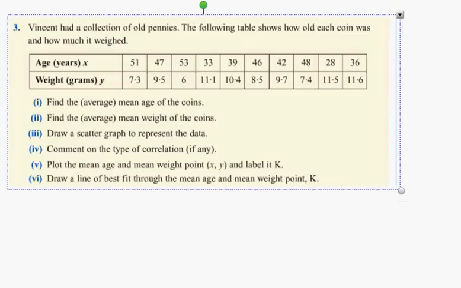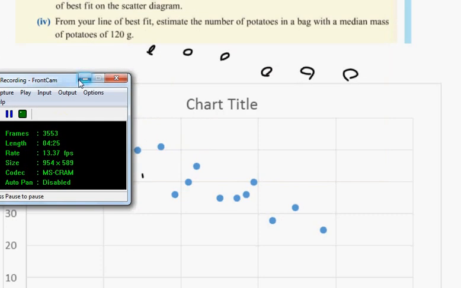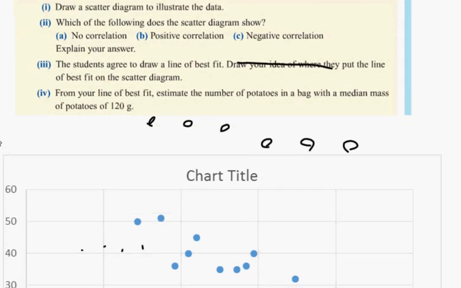Did you miss one? Okay guys, part 3. Draw the line of best fit. Draw where you think you should put the line, alright? So I actually would have done that already. Just something like that. Okay.